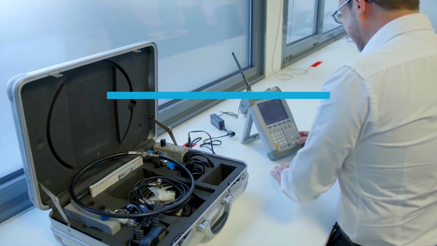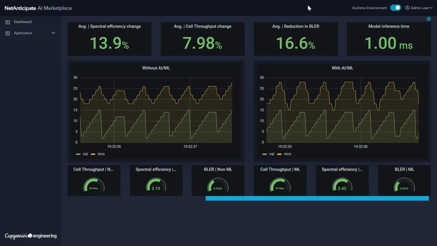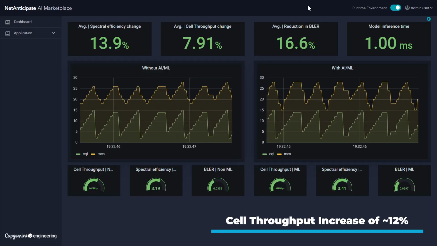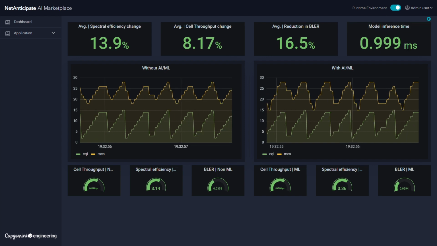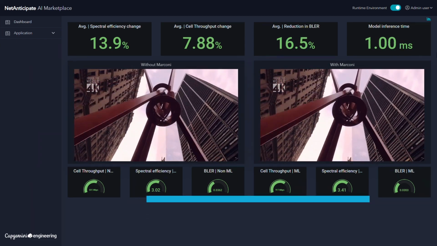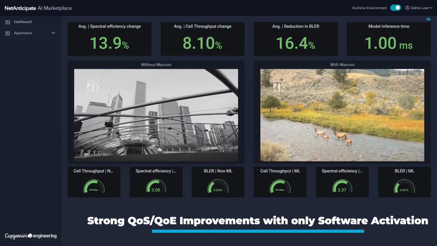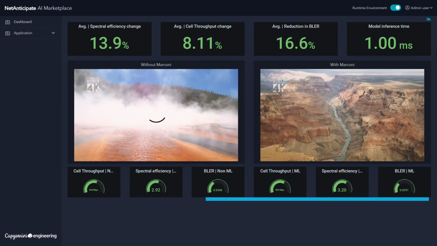Up to 15% gain in spectral efficiency, resulting in cell throughput increase of around 12% with subsequent QoS, QoE improvement. Strong QoS, QoE improvements with only software activation. Minimum investments.